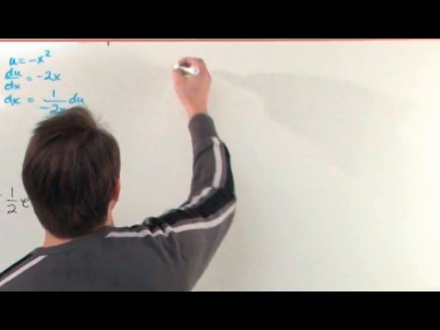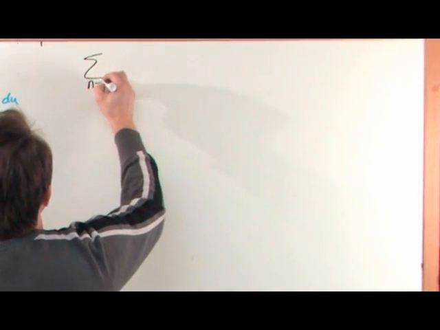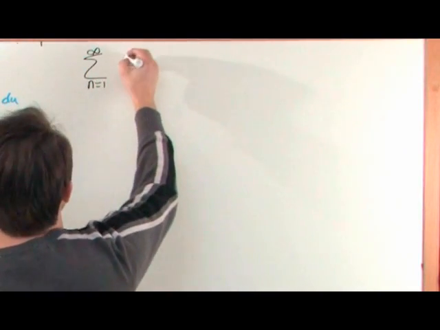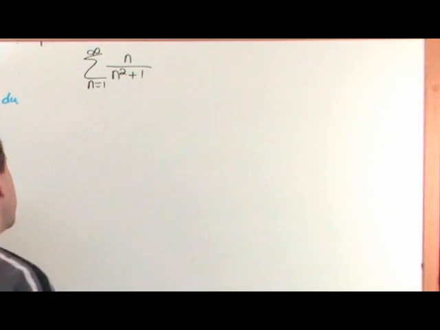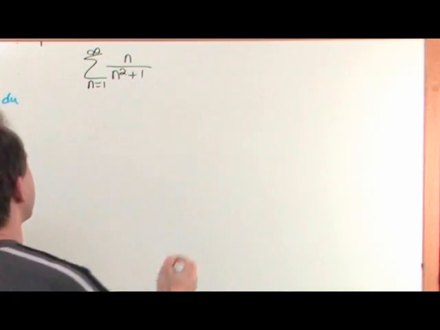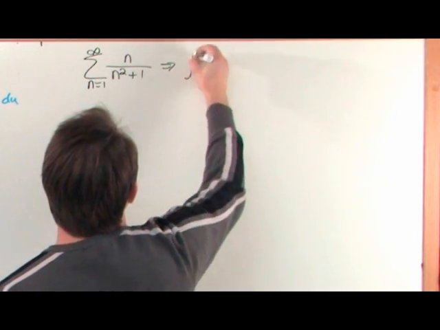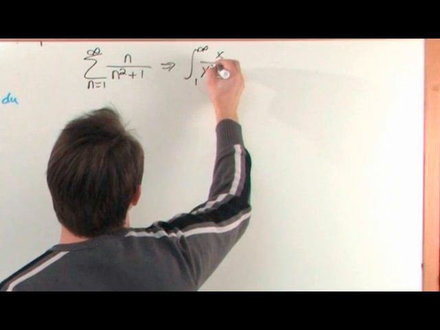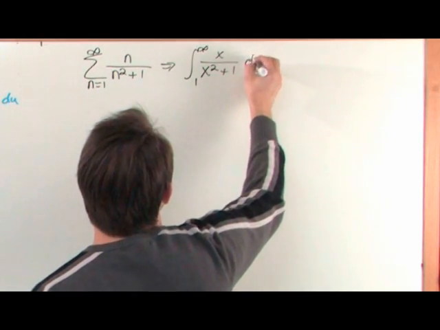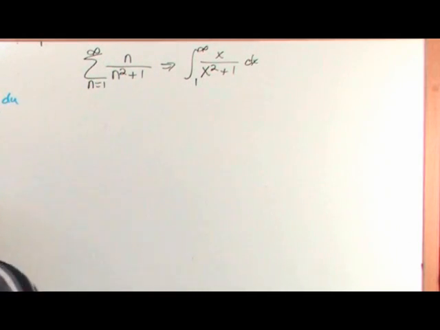Moving along, what if you had the sum from n is equal to 1 to infinity of n over n squared plus 1? That's my series. Again, doesn't look like a p-series, doesn't look like a geometric series, so we're going to use our trusty integral test, and we're going to say, okay, I'm going to integrate from 1 to infinity x over x squared plus 1 dx.